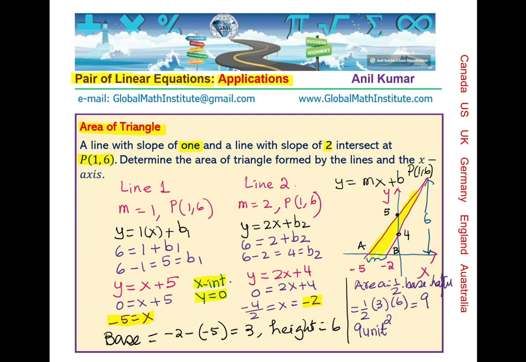Makes sense. So that will be our traditional way of finding the area of this particular triangle. First, we will find the equation of each line and then the x-intercepts to find the base of the triangle. Height over the x-axis is the y value of 6, and so we'll get our answer as 9 units square. Clear? So that's perfectly fine.